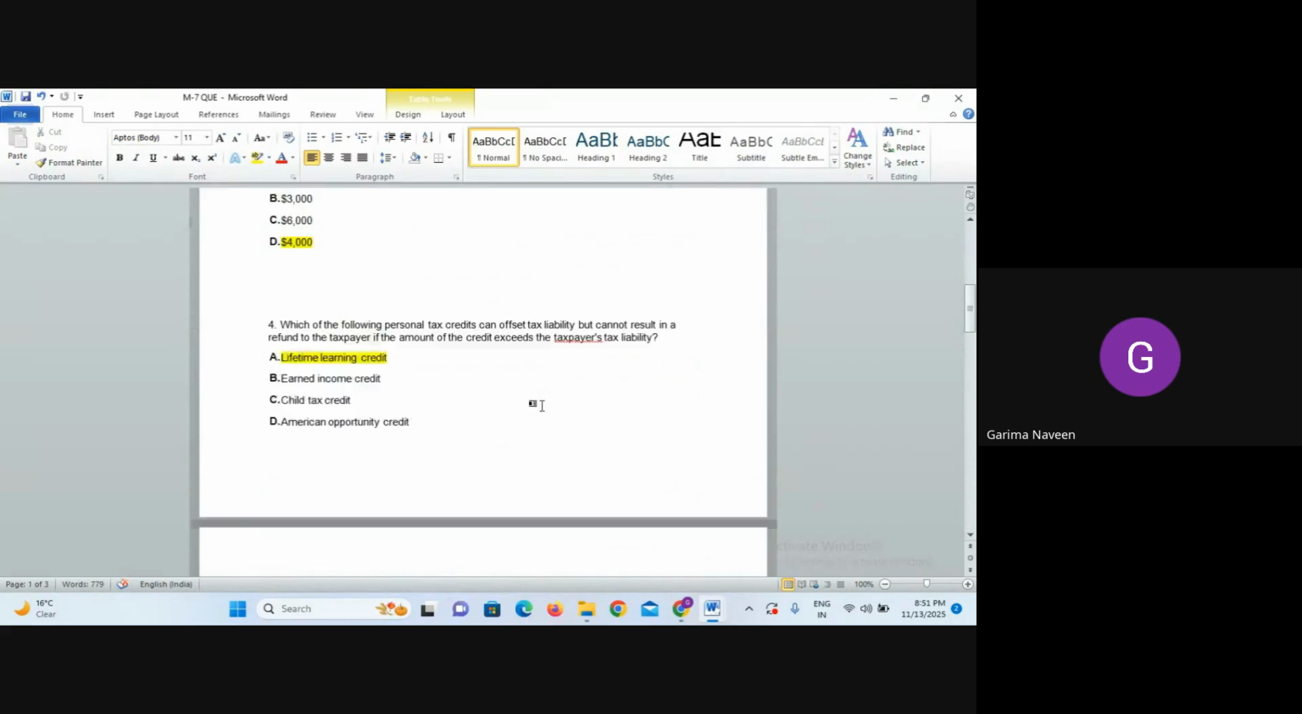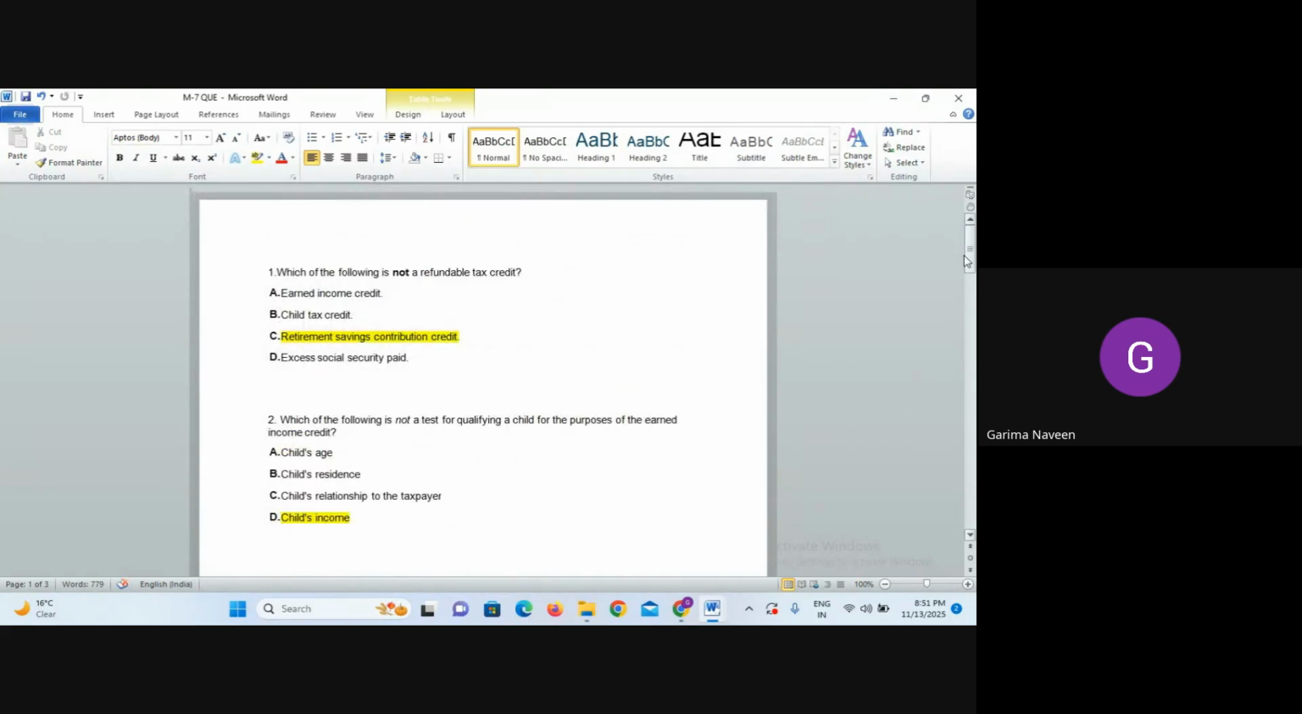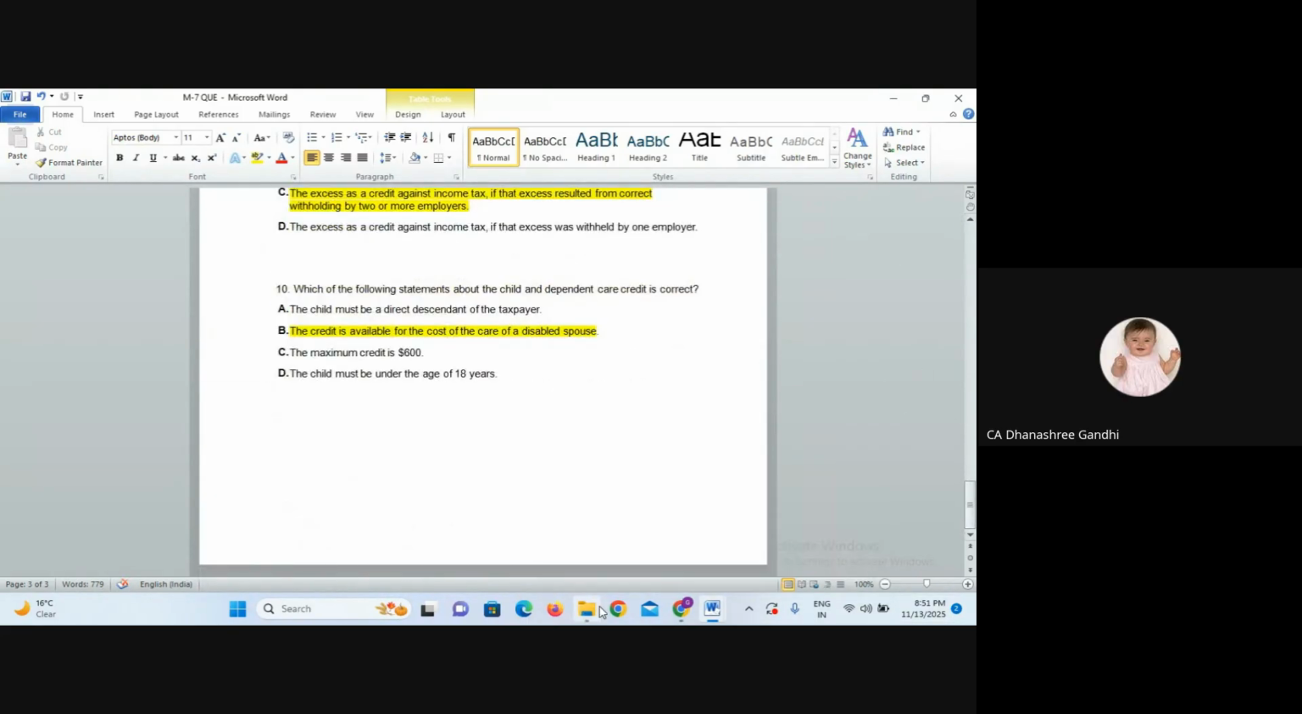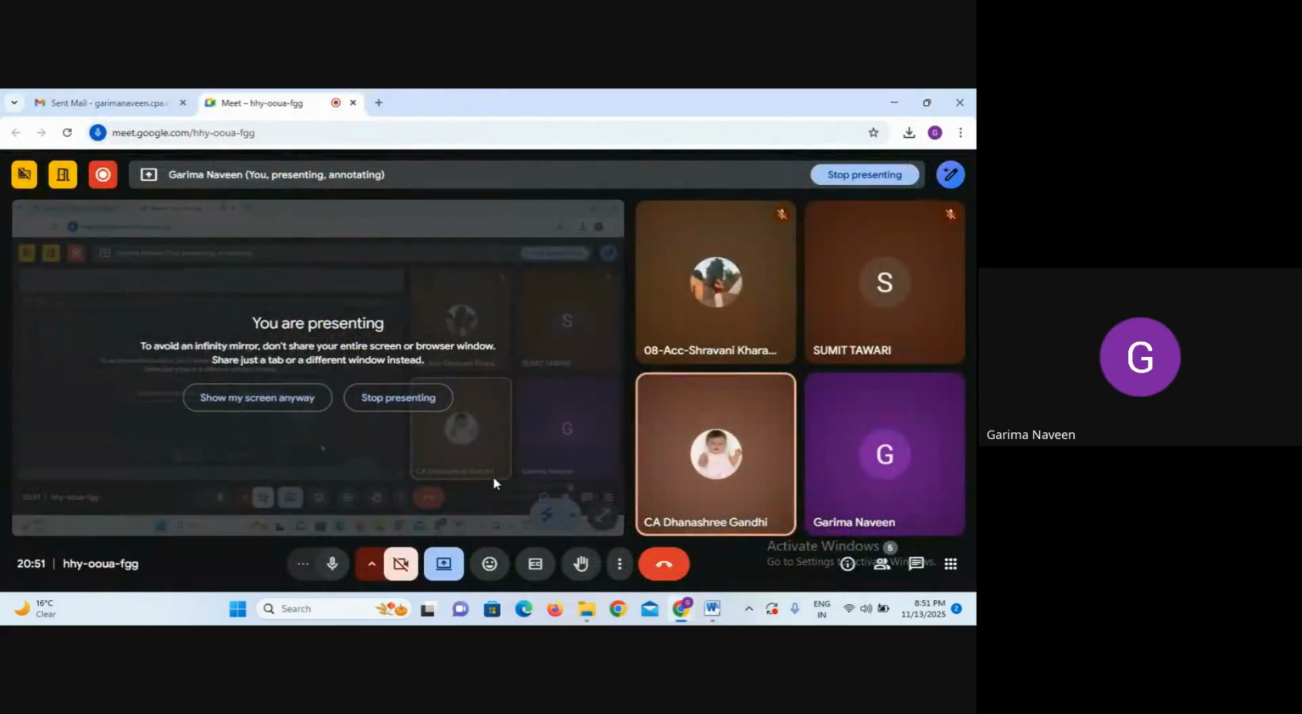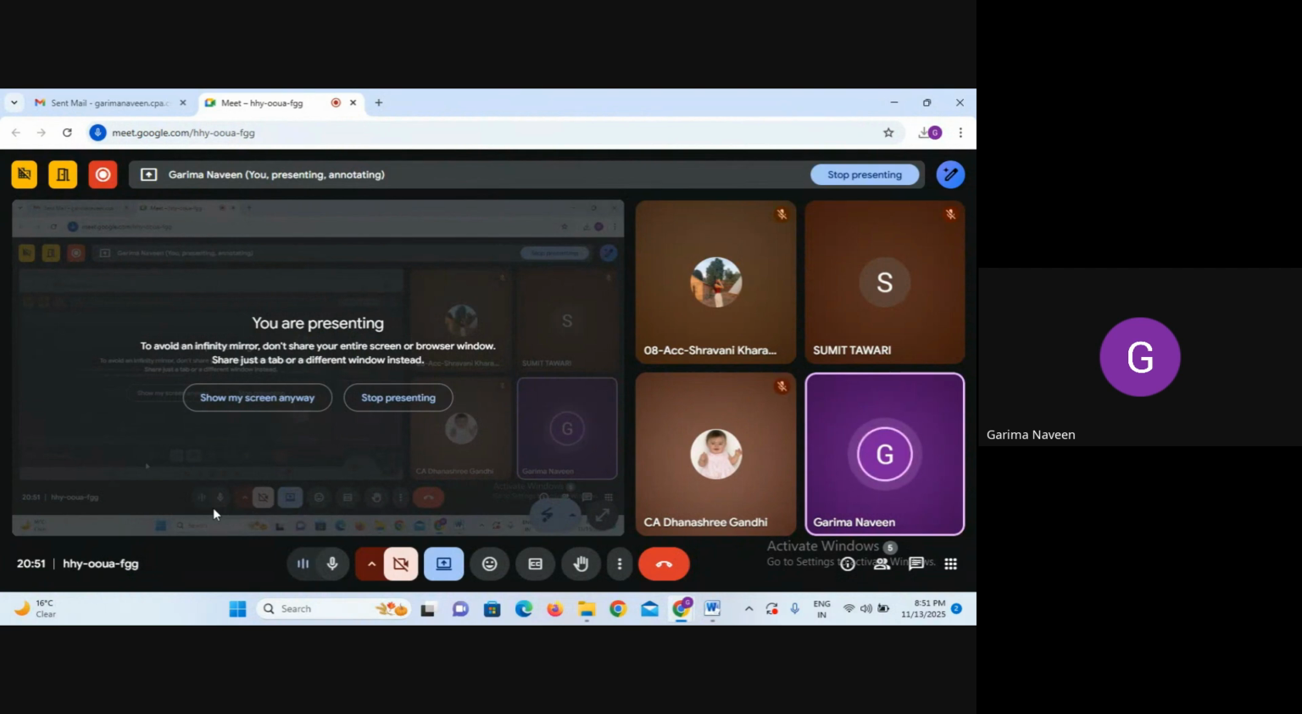So any doubt in these questions? Okay, this was all about your Form 1040 individual taxation. So I will suggest you to read from the book once and then start practicing some questions. If you want to have one more class for the practice, then I can take. Otherwise, I will start the next unit from next class.